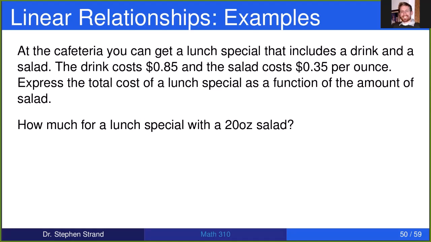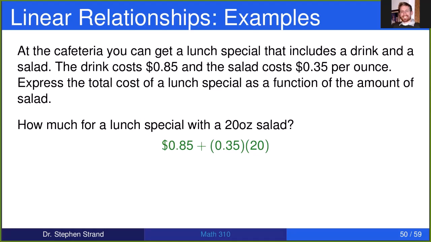But let's just figure out how much that would have cost in this somewhat extreme example. So we know the soda, the drink that comes with our lunch, will cost 85 cents. And then we know that each ounce of salad costs 35 cents, so we'd have to multiply the number of ounces times 0.35 to figure out how much we would have to pay.